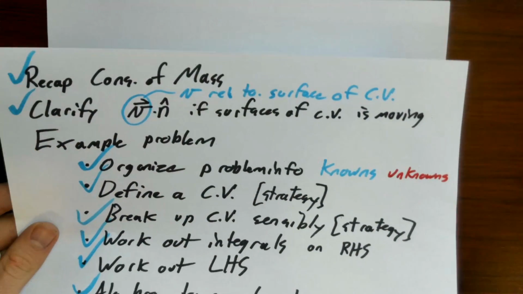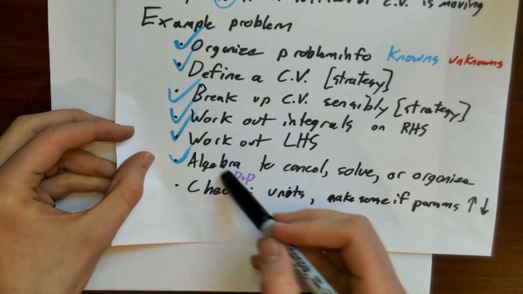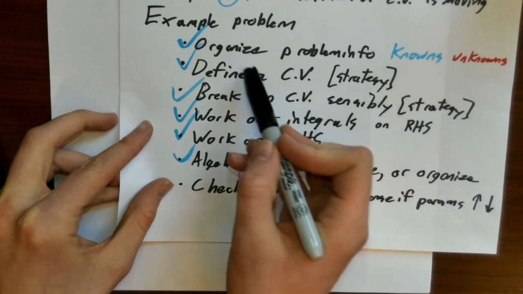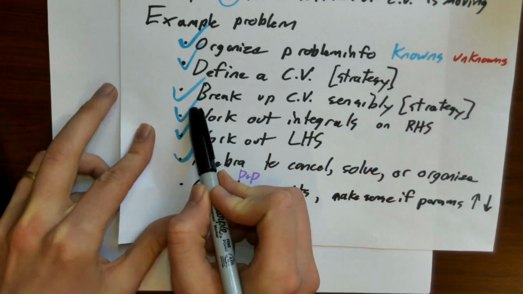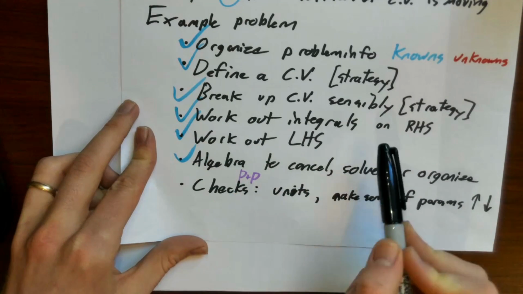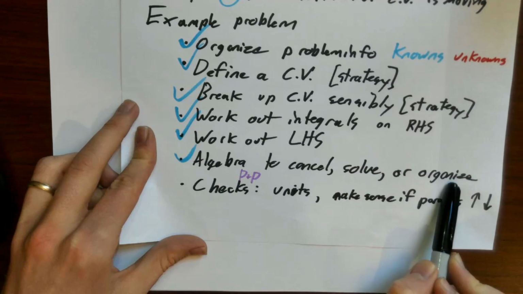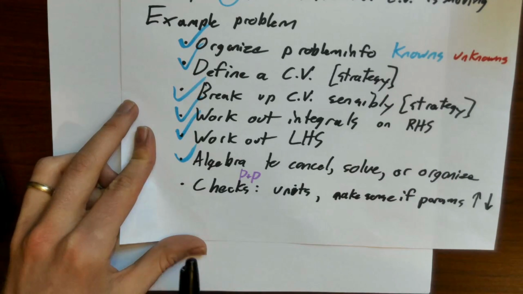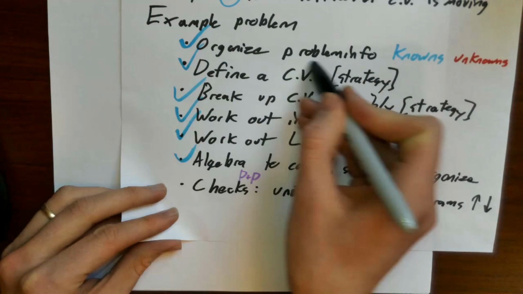So let's do another example problem with conservation of mass. And we can follow the same example problem strategy we did before, where we organize our problem info into knowns and unknowns. We define a control volume, we break up that control volume sensibly, we work out some integrals on the right hand side, we work out the left hand side, we do some algebra to cancel or solve or organize our results, and then we do some sanity checks at the end. So first, let's organize our problem info and talk about knowns and unknowns.